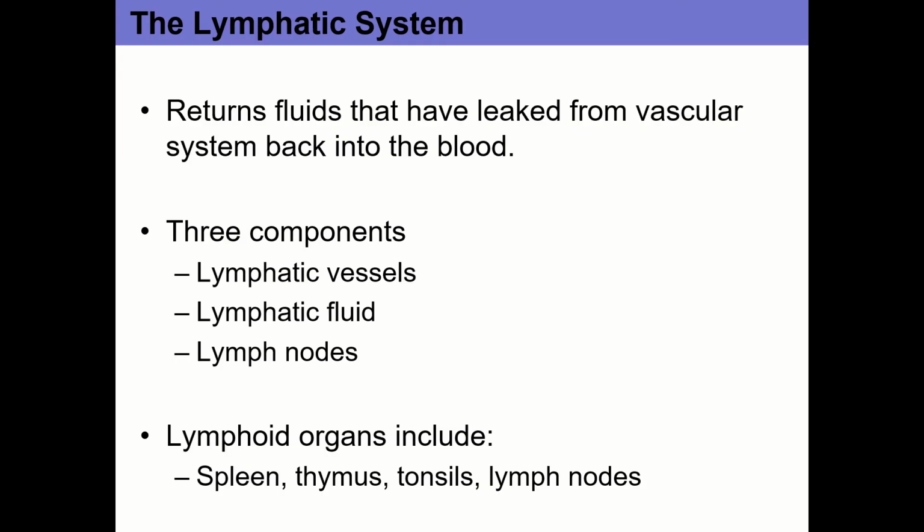So you can see that most important, that primary job of the lymphatic system there, is to return fluids that have leaked from the vascular system, the cardiovascular system, back into the blood. So in terms of the three components, you've got lymphatic vessels. Things to know about lymphatic vessels: they are similar to both veins and arteries, but most similar to veins in terms of their structure. But there are some important differences between the lymphatic vessels and the veins, as we'll talk about.